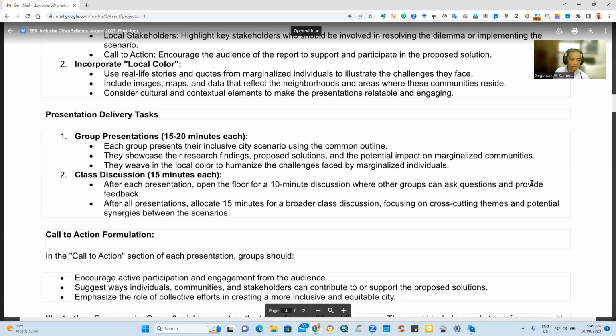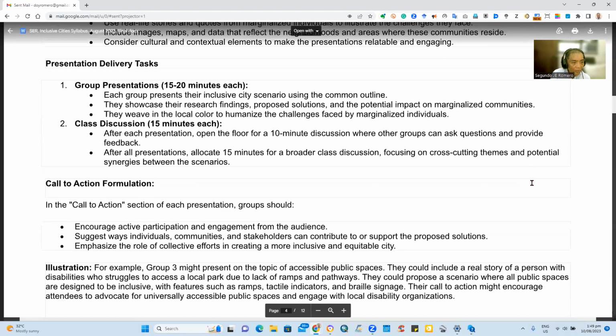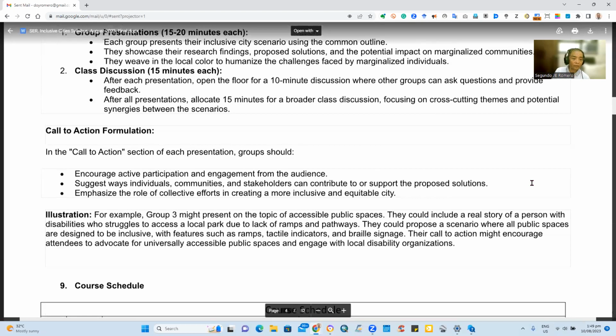for the presentations. Okay, now in the call to action section, encourage active participation and engagement from the audience. Imagine who they might be. Suggest ways individuals, communities, and stakeholders can contribute to or support the proposed solutions. Emphasize the role of collective efforts in creating a more inclusive and equitable city.